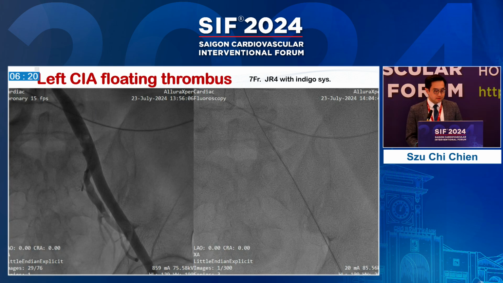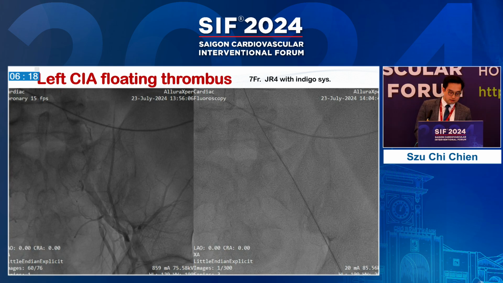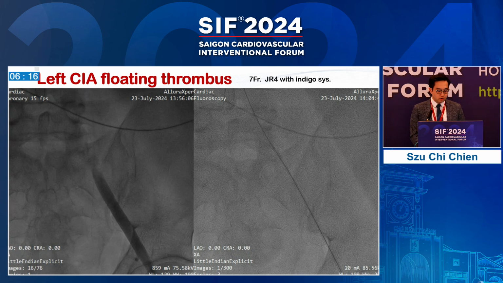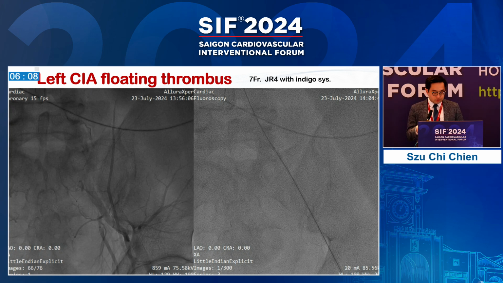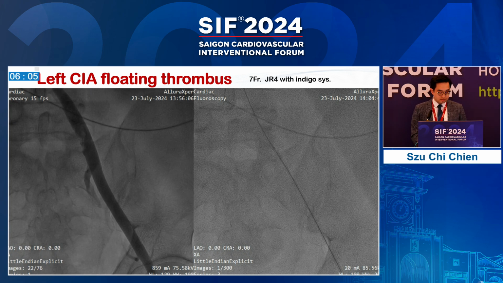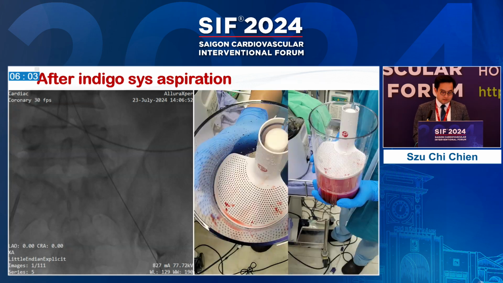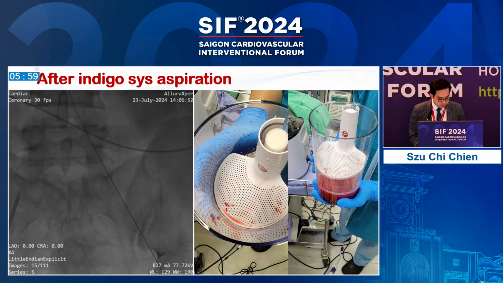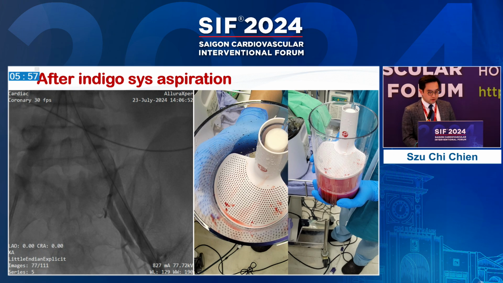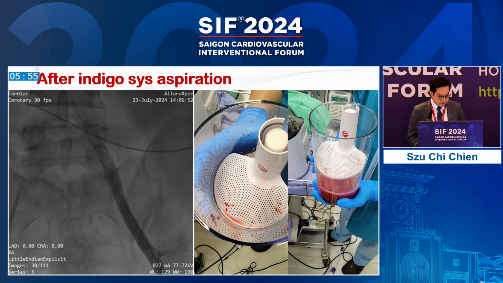So the first is this left common iliac artery floating thrombus. I just use the Indigo system connected with the JR4 and do the thrombo aspiration. It's done. After that, we can see it's quite clear. And we sucked out a lot of thrombus. You can see that. It's very clear.